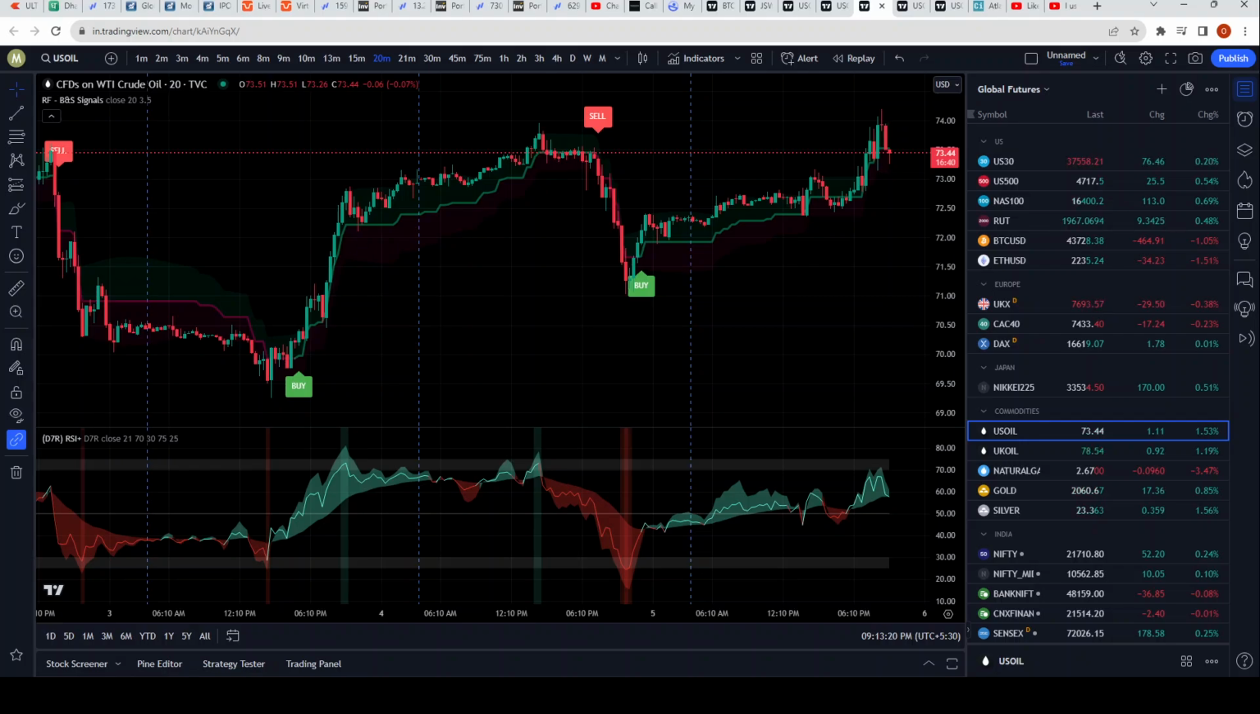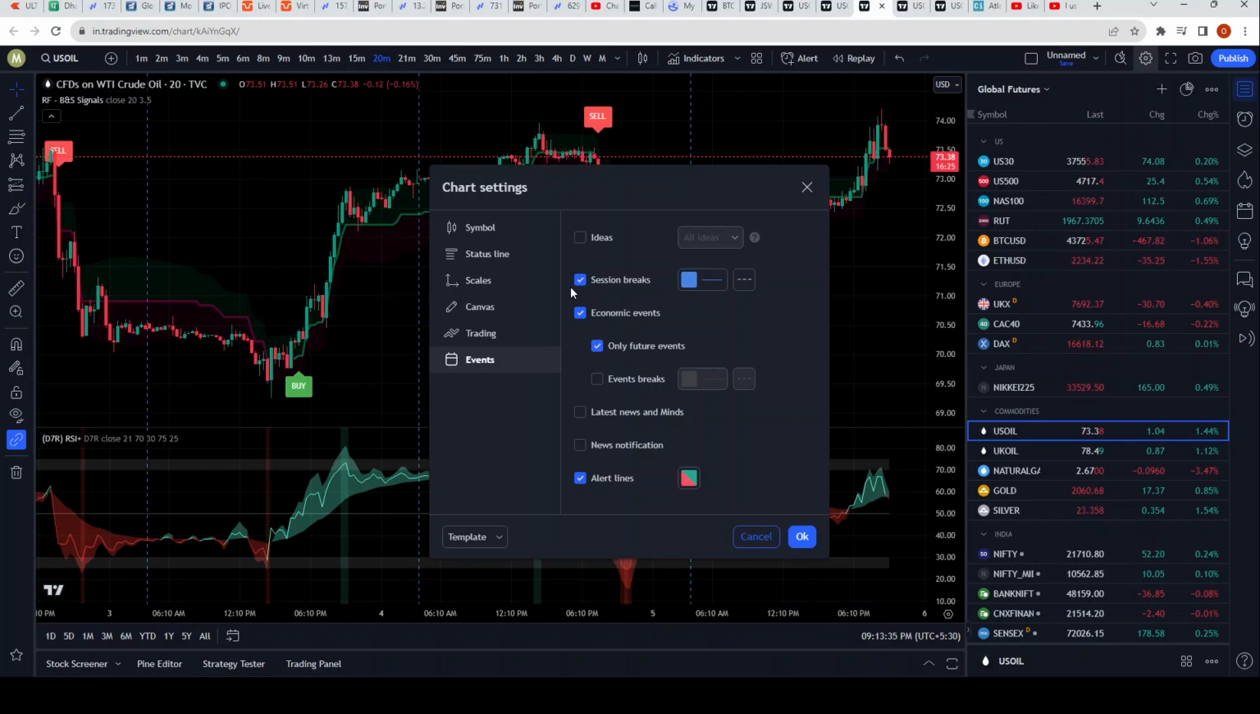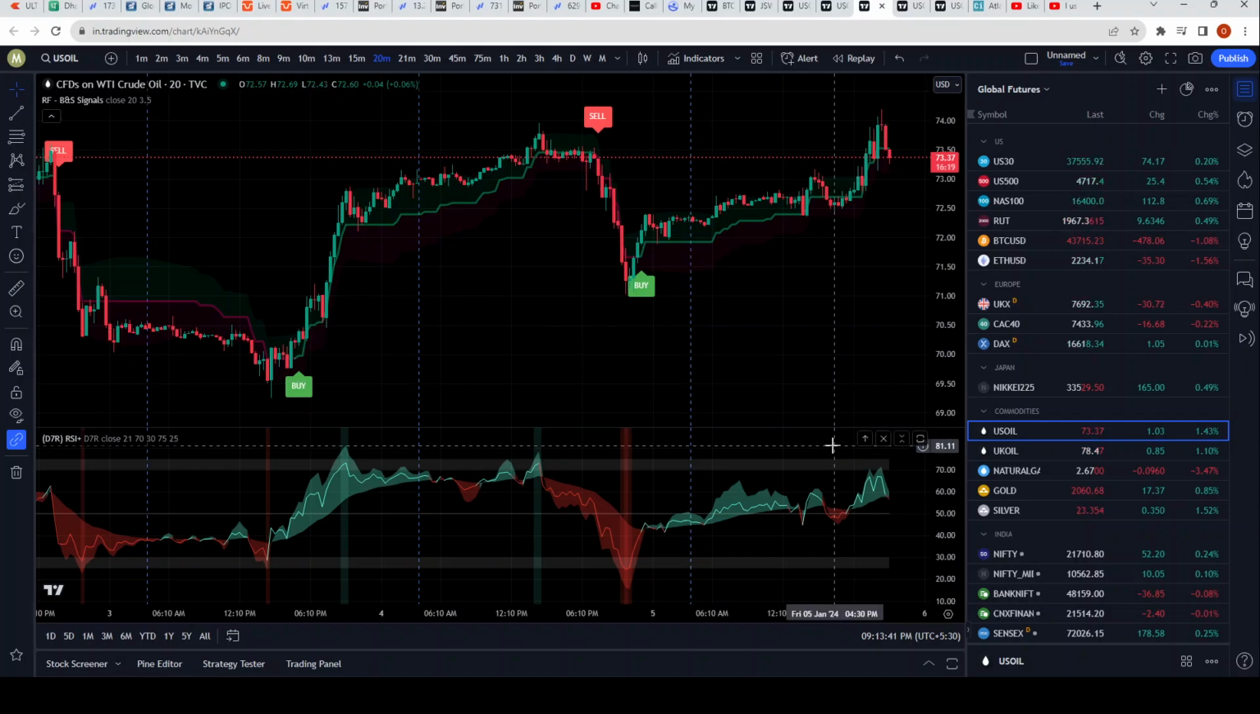This is crude on a 20 minute time frame. If you just look at it, the only lines you see on my screen are the sessions break. It shows one day ending and the next day beginning. You can select that over here and go to sessions break. If I remove this, those lines will go off. If I click on this, those lines will come back. So that separates the days.